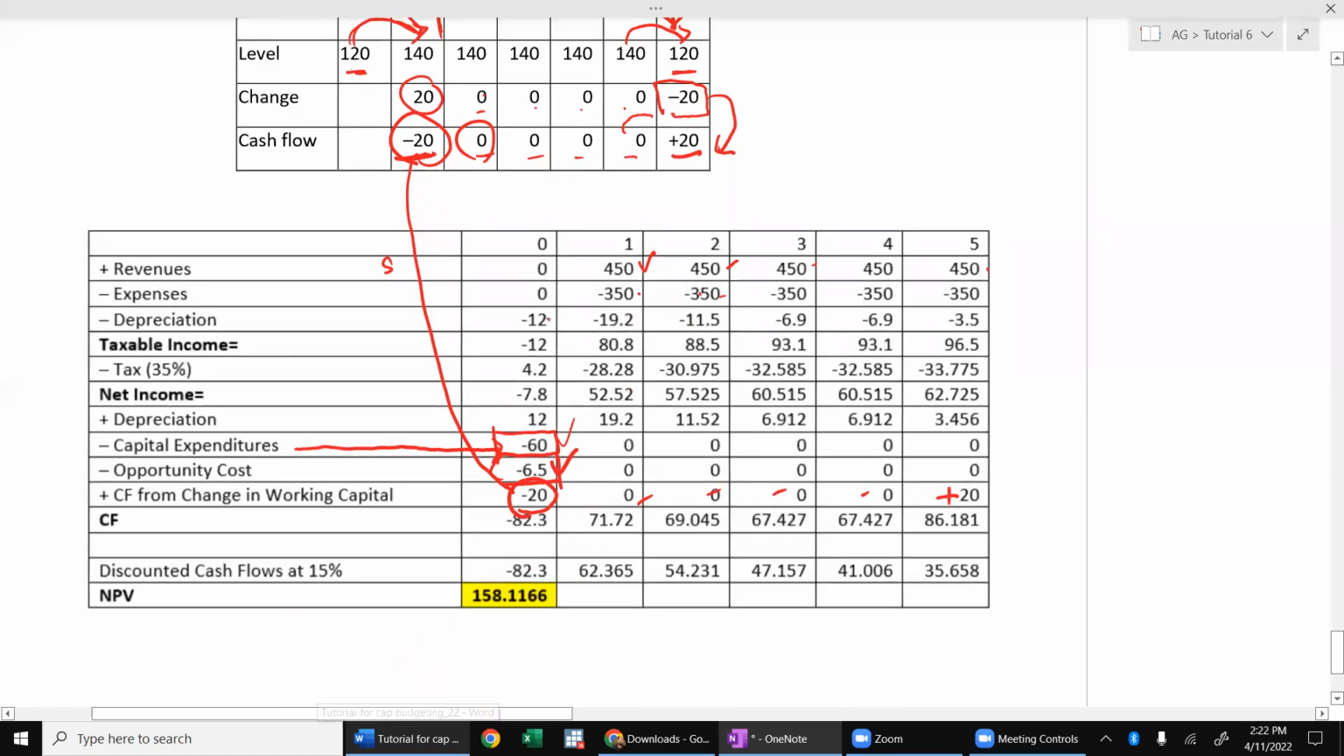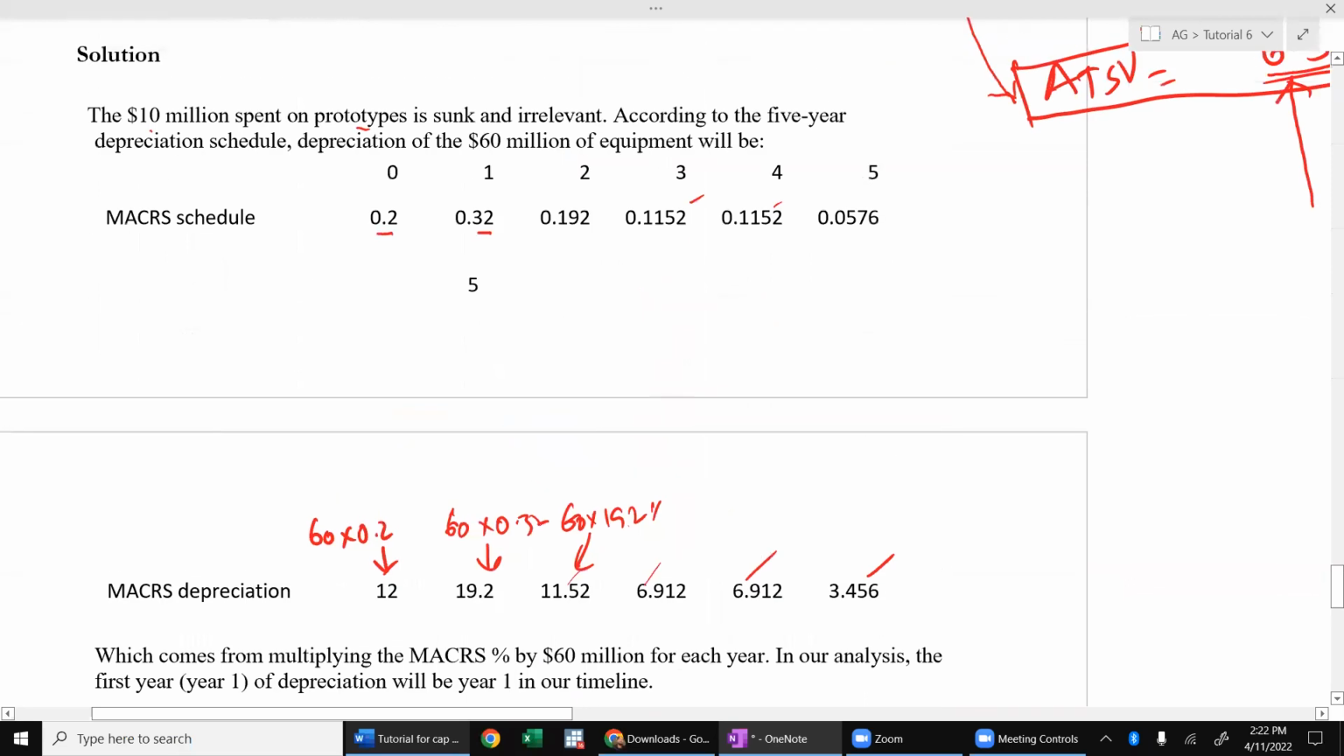Depreciation is here: negative 12, 19.2, 11.5, 6.9, 6.9, and 3.5. So how did I calculate it? You multiplied your cost with the depreciation rates. These rates will be given to you in the exam. So you will just multiply your cost with these rates and get the depreciation.